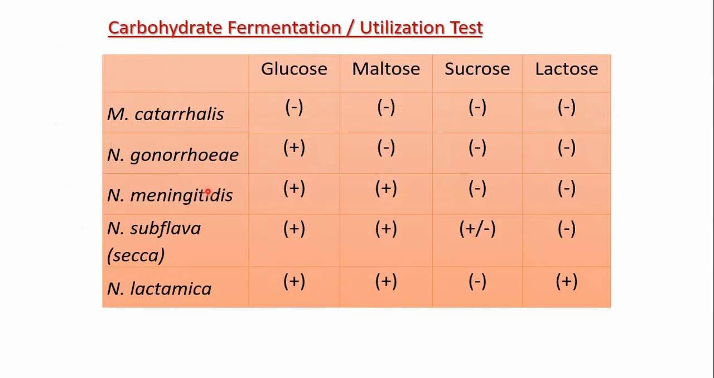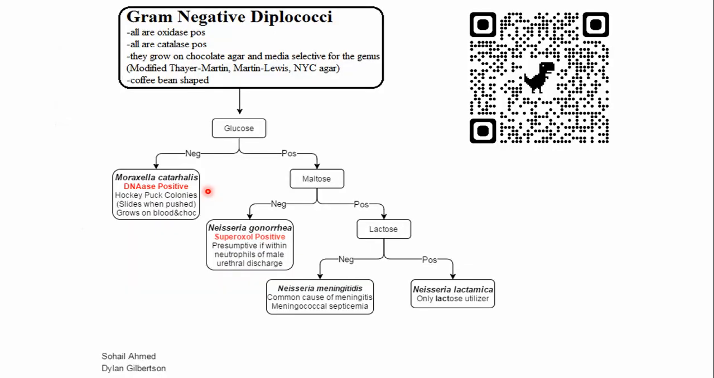So again, just to remind everyone, the carbohydrate fermentation test is the confirmatory test for gram-negative cocci. I already discussed this a while ago, so no need to explain it again. Okay? The carbohydrate fermentation test is the key. So here are the characteristics of gram-negative diplococci. They are all oxidase positive. They are all catalase test positive. They grow on chocolate agar plates since most of them are fastidious organisms.